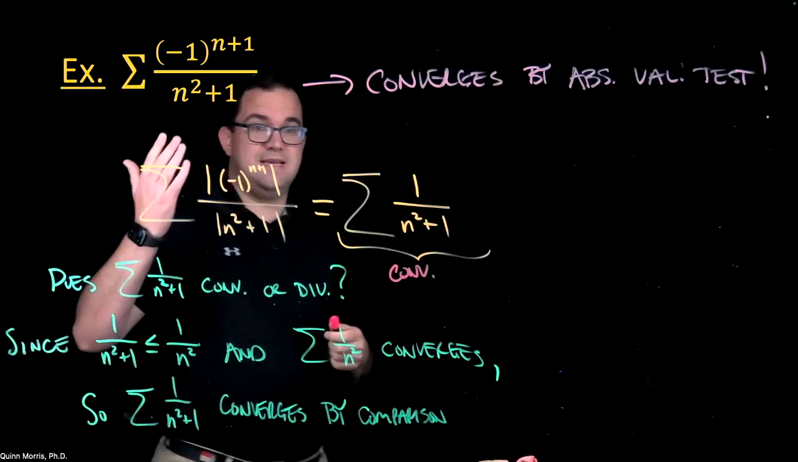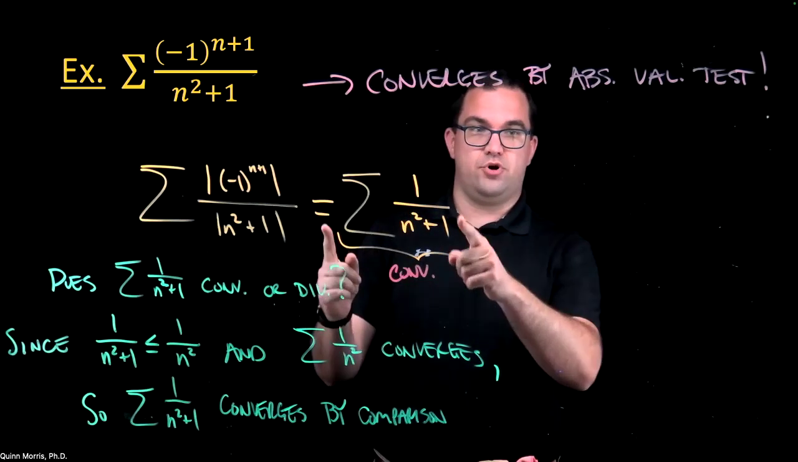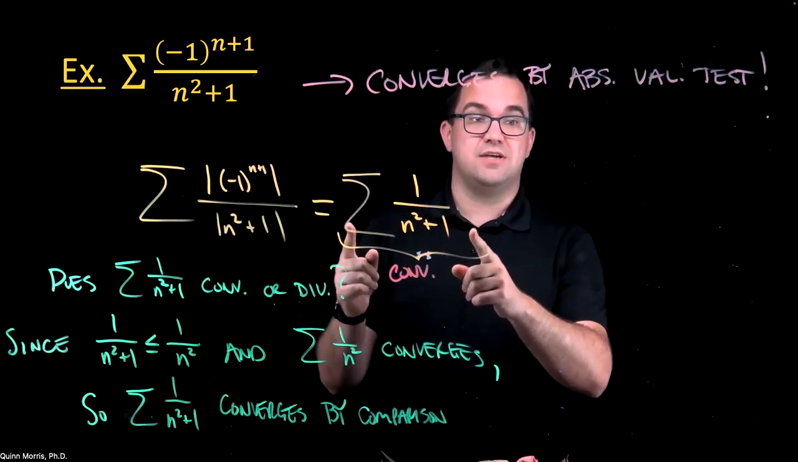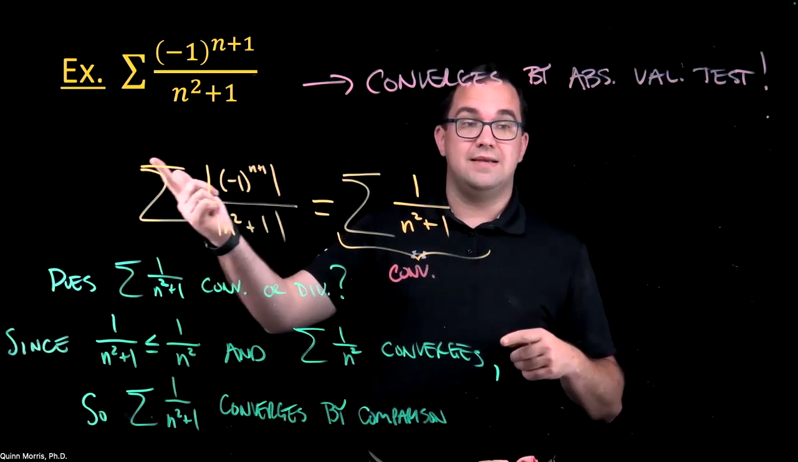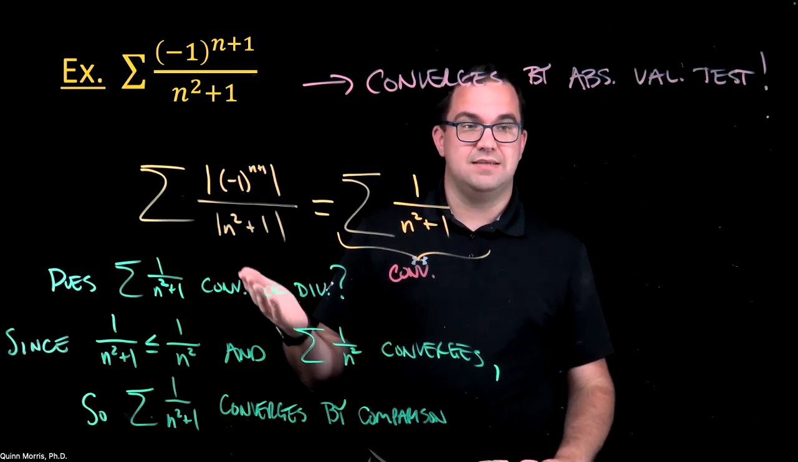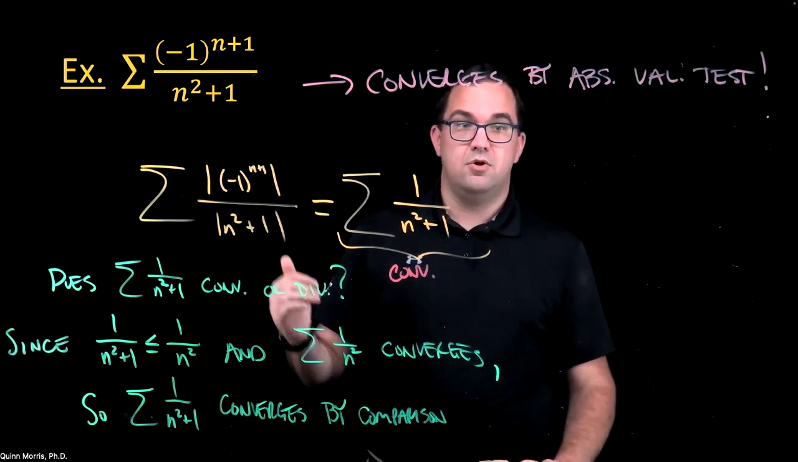So what I really want you to see in this example is once you take the absolute value, now you need to determine whether or not this series converges. But to determine whether or not this series converges, you may need to apply some previous tests. Now, the nice thing here, all of our previous tests were based on the assumption that the terms of your series were positive. Well, guess what?